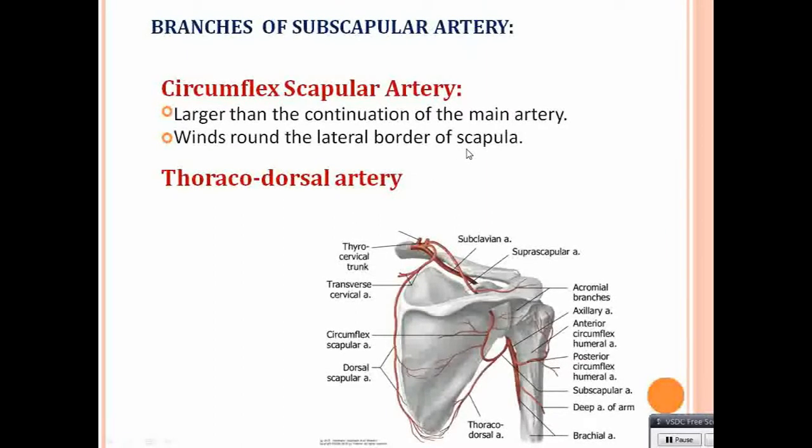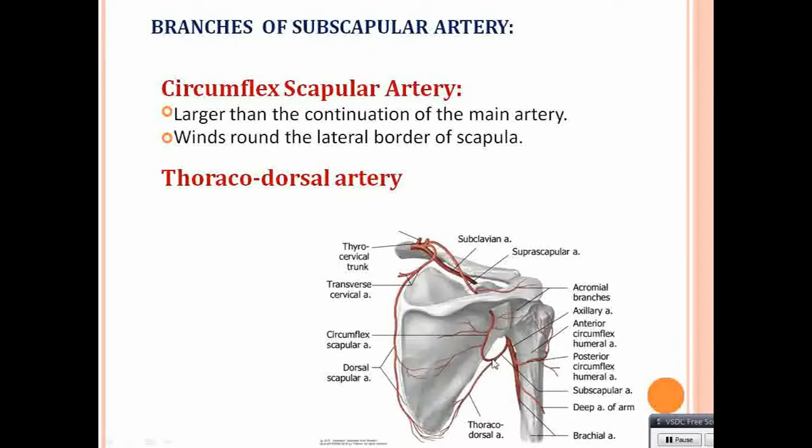Now let's see the branches of the subscapular artery. The subscapular artery is a branch of the third part of the axillary artery. The subscapular artery is on the dorsal, posterior aspect. The subclavian artery continues as the axillary artery, and it continues as the brachial artery. Here the third part of the axillary artery gives rise to the subscapular artery.